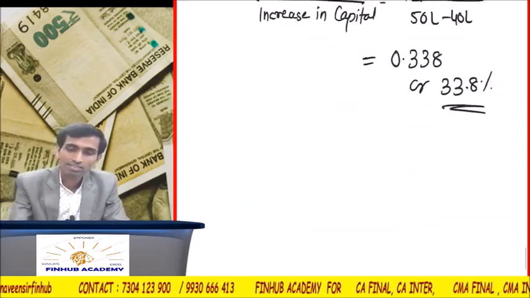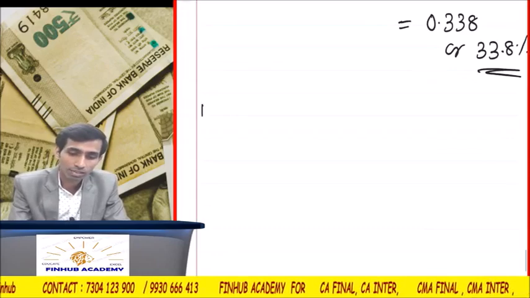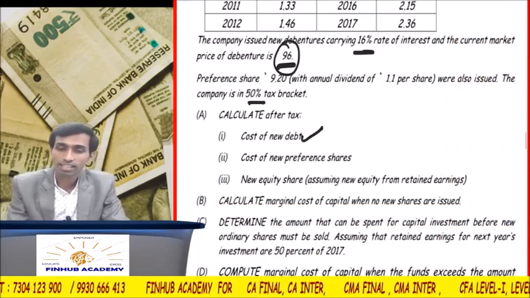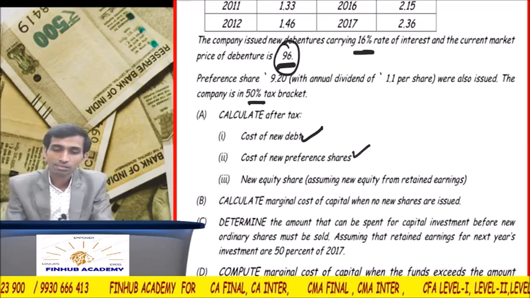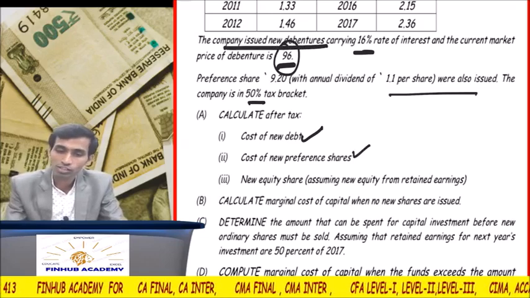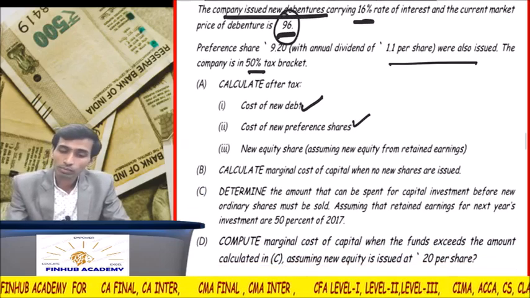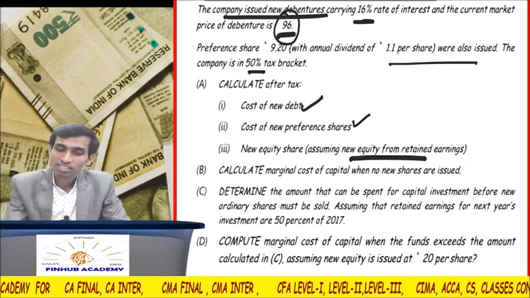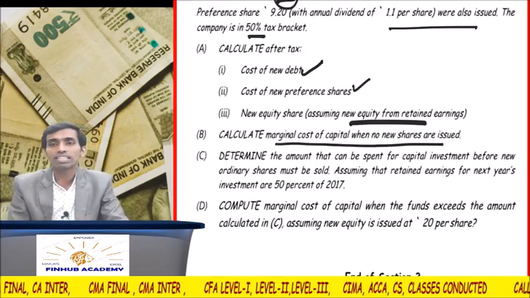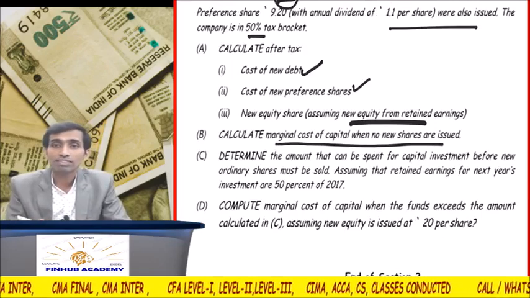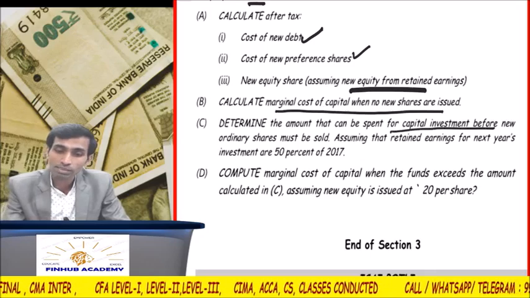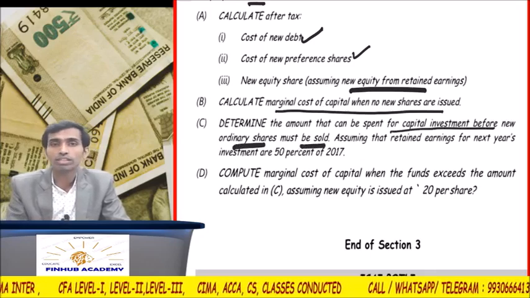So first I will calculate what? KD. First thing, in the question, what have they asked? They have asked us cost of new debt, cost of new preference shares, means cost here, new debenture. Cost of new preference share was also issued. Cost of new equity share, assuming new equity from retained earnings. Marginal cost of capital when no shares are issued. Determine the amount that can be spent for capital investment before new ordinary shares must be sold.